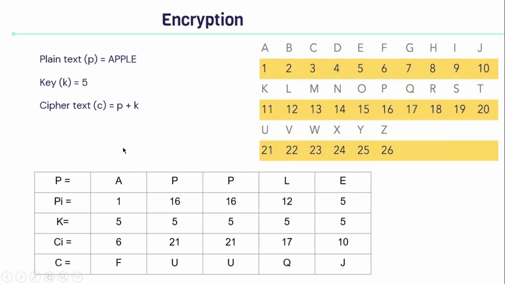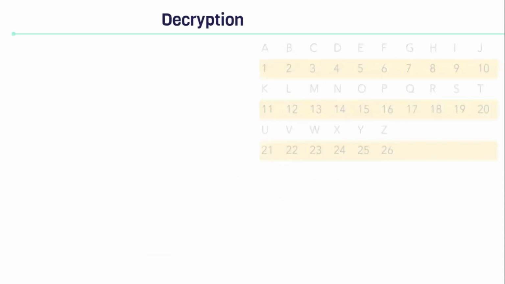Then we need to sum up the two values, the index and the key value. So it would be 6. And the alphabet associated with the index value 6 is F. So the cipher text for A would be F, for P would be U, for L would be Q, and E would be J. So this is the encryption.